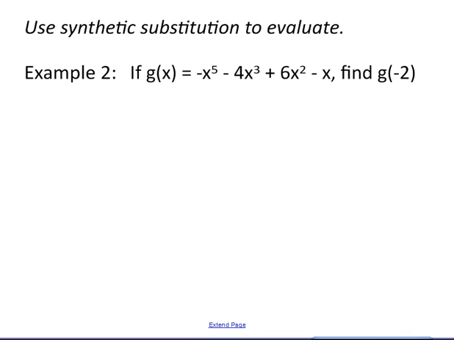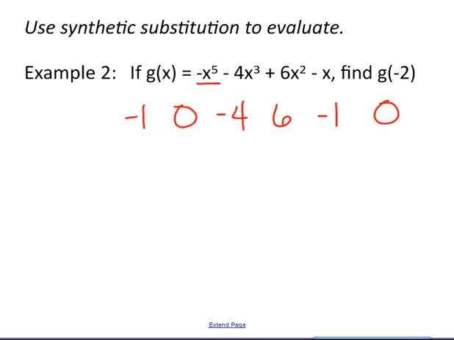Let's do another example. Suppose we have negative x to the 5th, negative 4x cubed, 6x squared, and negative x. So if I have an x to the 5th, that means I need 6 terms. So I'm going to have a negative 1. Notice I have no x to the 4th, so I'm going to put a 0. Negative 4 for my x cubed, 6 for my x squared, negative 1 for my x. And I have no constant, so I need to put a 0 there.